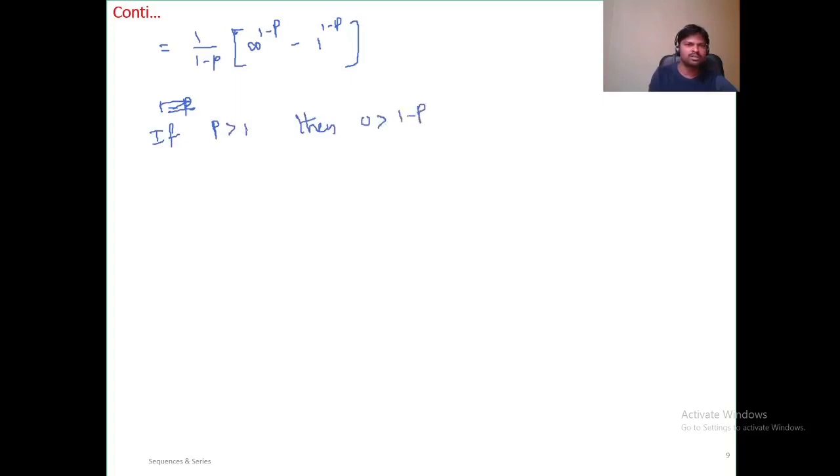I am subtracting p from both sides. So 1 minus p is less than 0. Therefore 1 minus p is less than 0. That means it is negative.